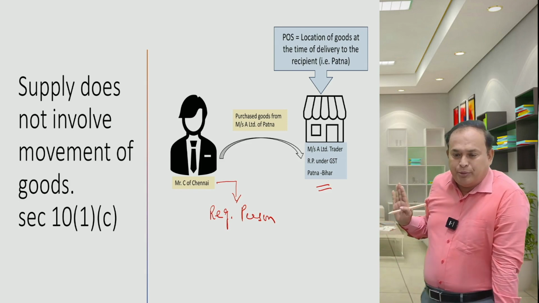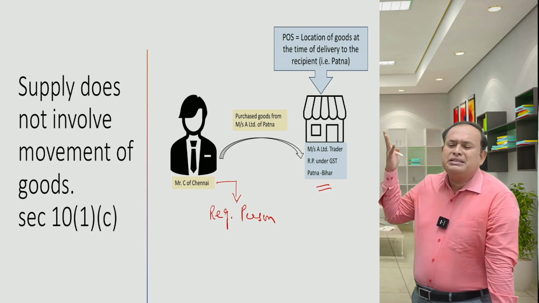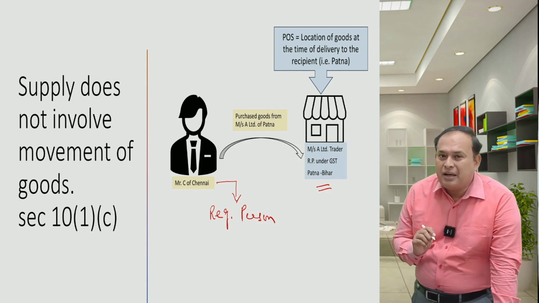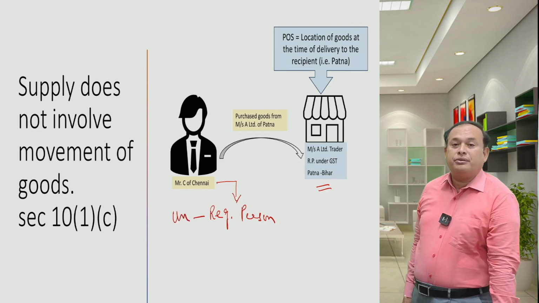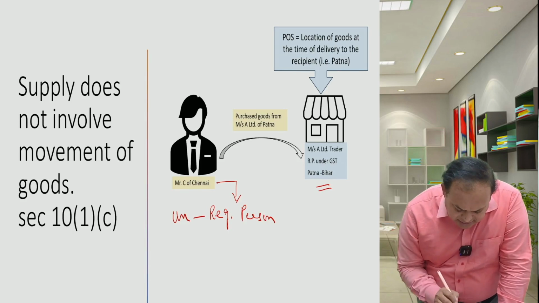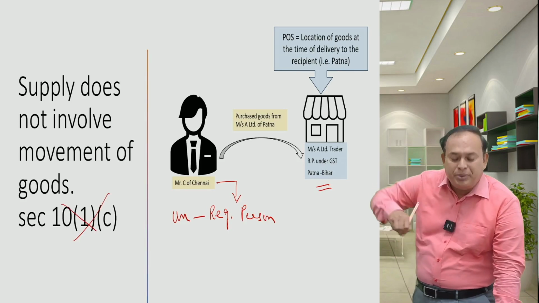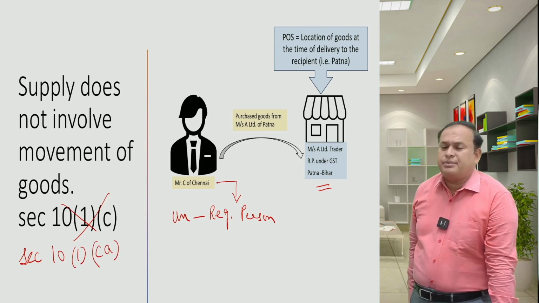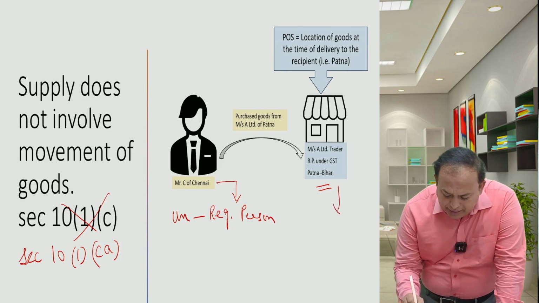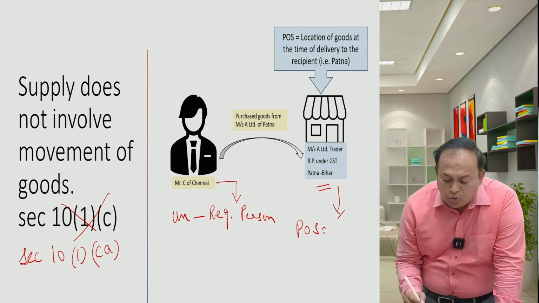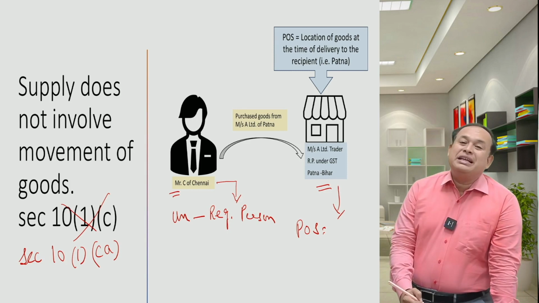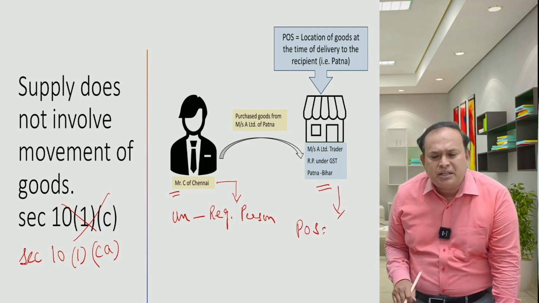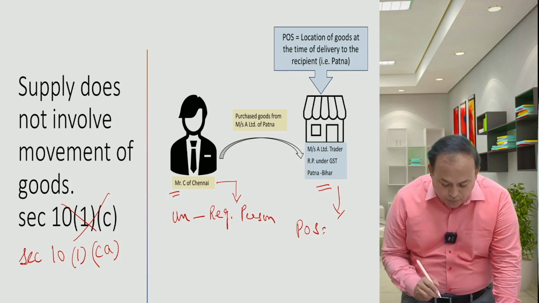In the given case, for example, I said the recipient is a registered person, therefore section 10.1 clause C applies where the supply involves no movement of the goods. If I say, no sir, Mr. C of Chennai is an unregistered person, then section 10.1 clause C does not apply. Then what is going to appear? Section 10.1 clause CA appears. In that case, place of supply is equal to the recipient's address available in the bill. Address not available, sir. Only Mr. C of Chennai, sir. Chennai means Tamil Nadu only. Therefore, the state is available.